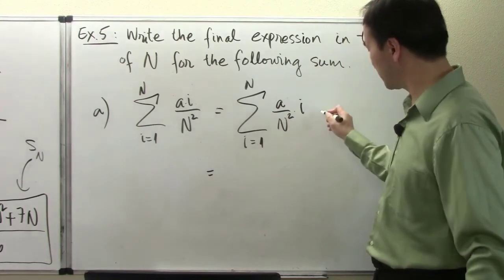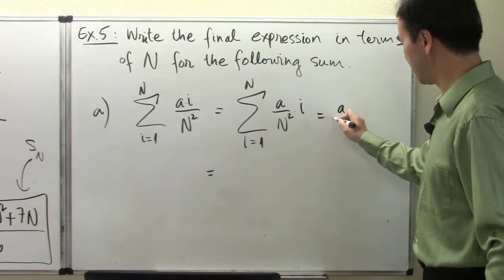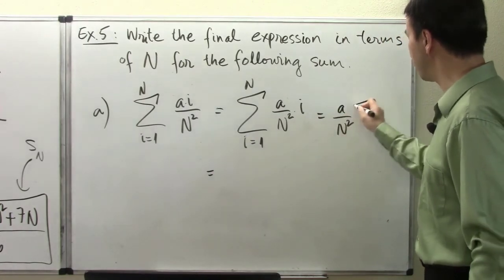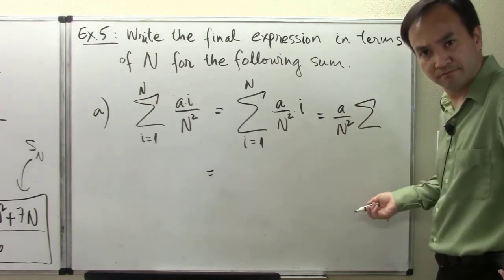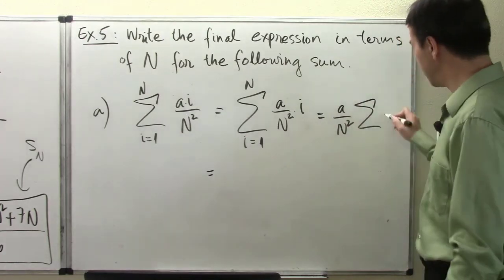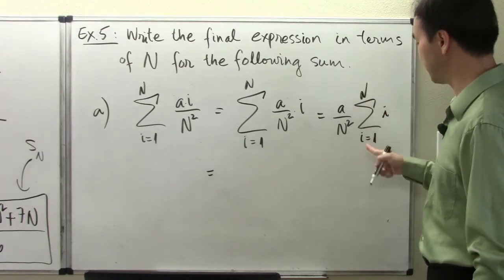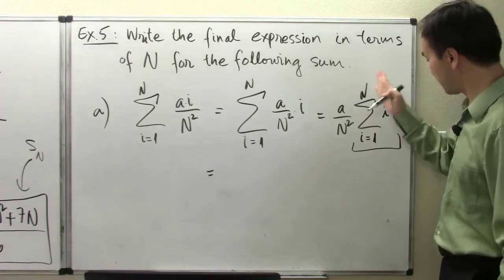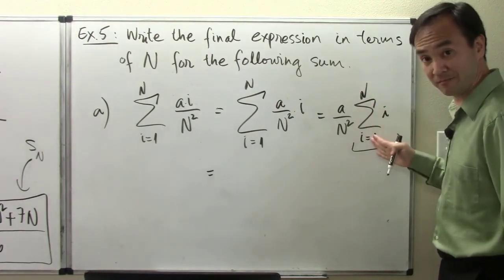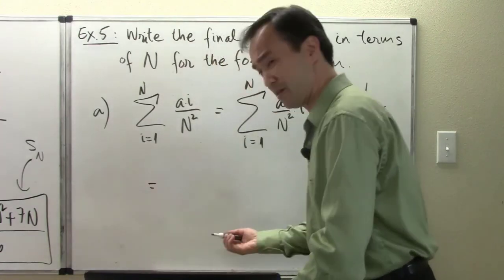The good usefulness of that, and I don't think I even have to jump down to the next line, is right here. a over n squared can be pulled out in front of the sum and become just a coefficient, a common factor in front of the sum. And now your sum surprisingly becomes just this simple. And in the next step, we can find the final expression of this summation on i right there.